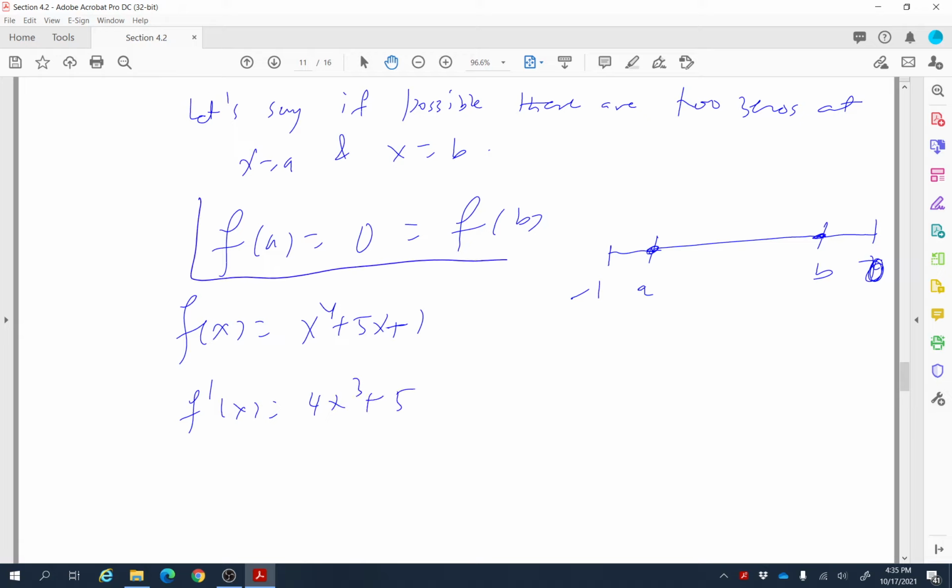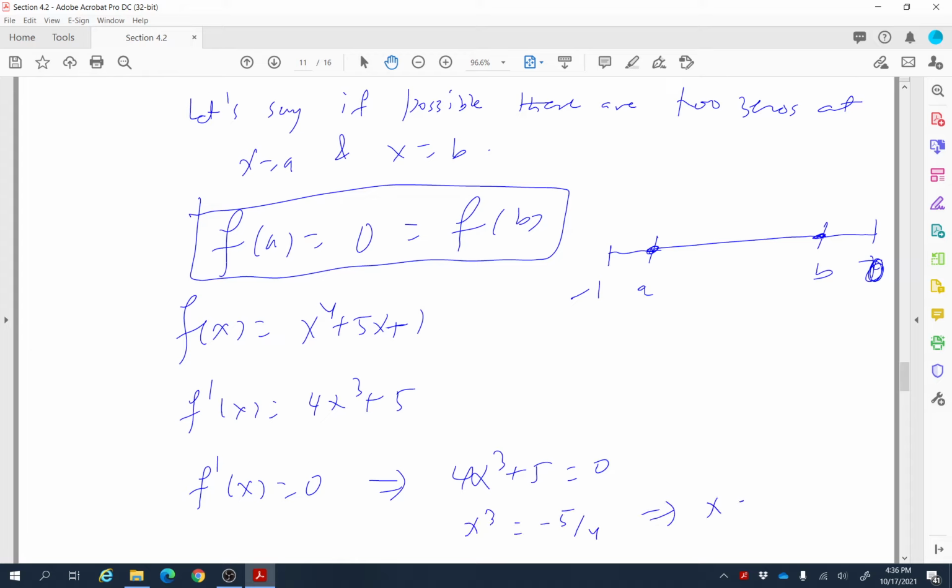So according to Rolle's theorem, because there are 2 points where the value of the function is 0 on this interval, there should be one point in between these 2 points such that the derivative of the function is 0. So let's try to solve 4x cubed plus 5 equals 0. If you solve for x, that gives you x equal to the cube root of -5/4. But this is less than -1. This is to the left side of -1. It's not actually in the interval from -1 to 0. So that is the contradiction. We did not find anything from -1 to 0 because this value is less than -1.